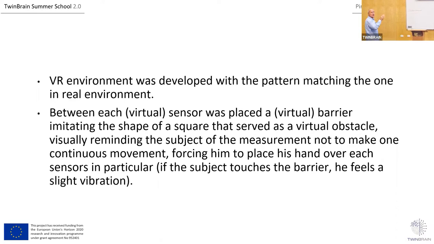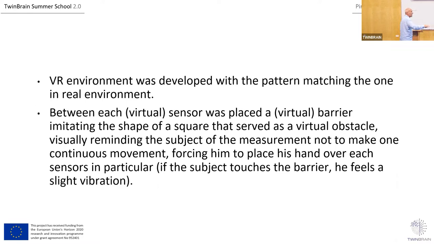The virtual environment was developed with a pattern matching the one in the real environment. That's the main focus. The same situation, the same measurement, the same dimensions, but in a virtual environment. You will see it a few seconds later. Between each virtual sensor in the virtual environment was placed a virtual barrier, imitating the shape of a square, that served as a virtual obstacle, visually reminding the subject of the measurement not to make one continuous movement, forcing him to place his hand over each sensor in particular. If the subject touched the barrier, he feels a slight vibration, and that signals him that the position of his hand is not right.